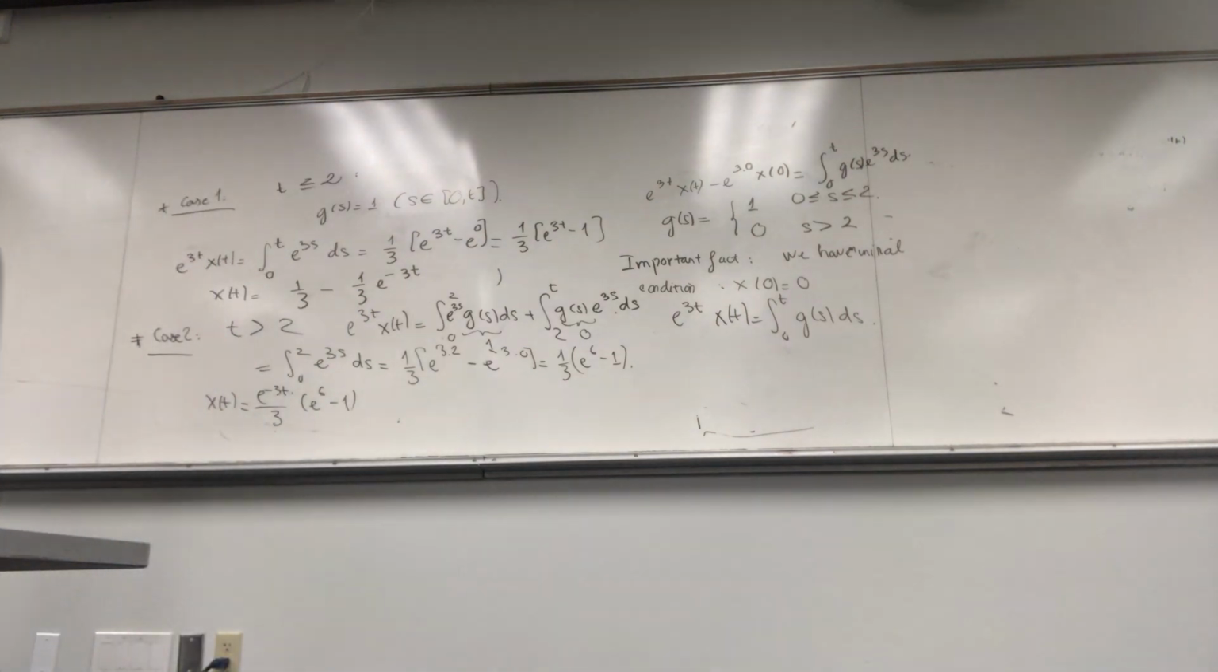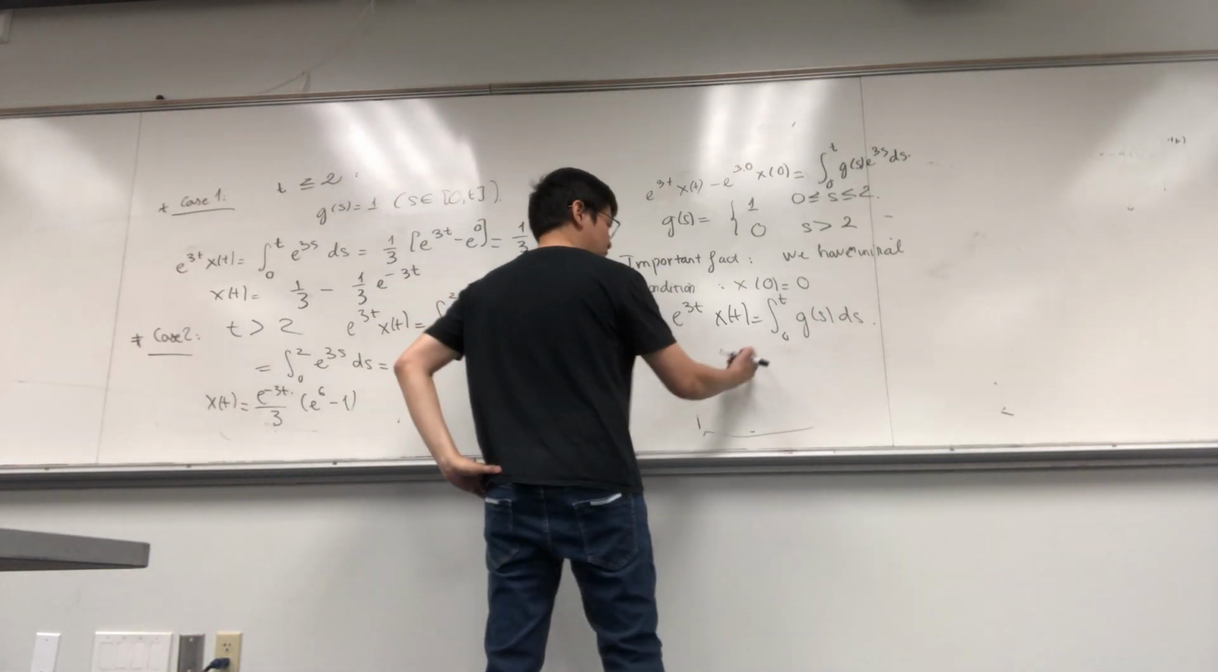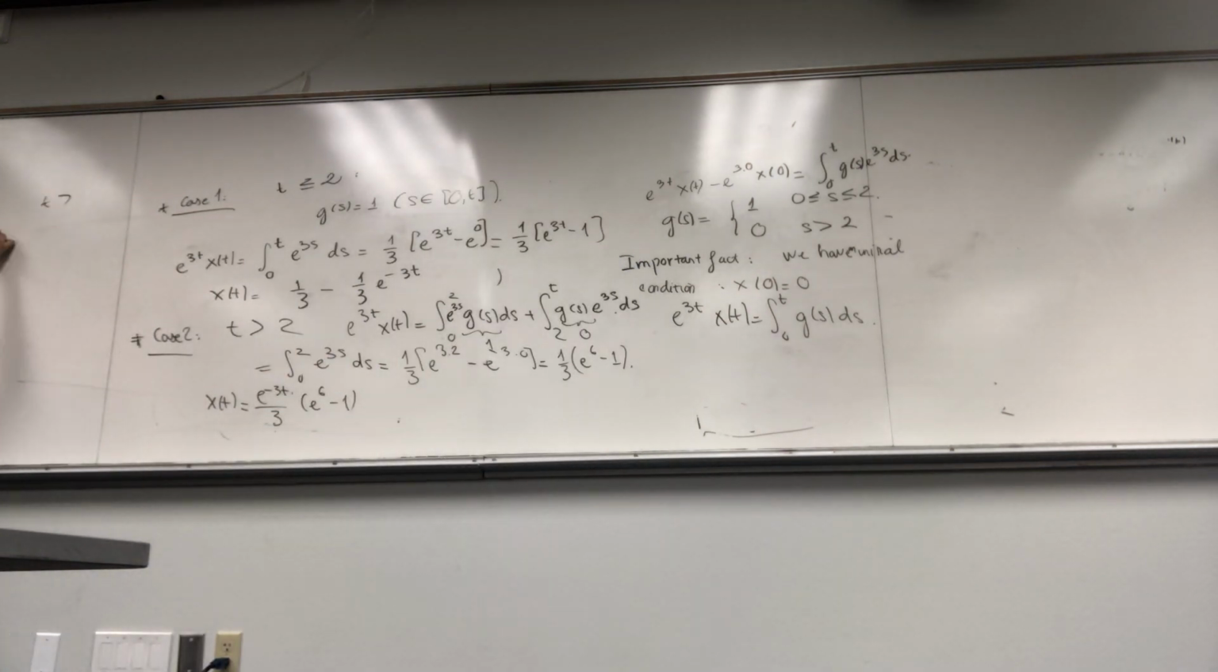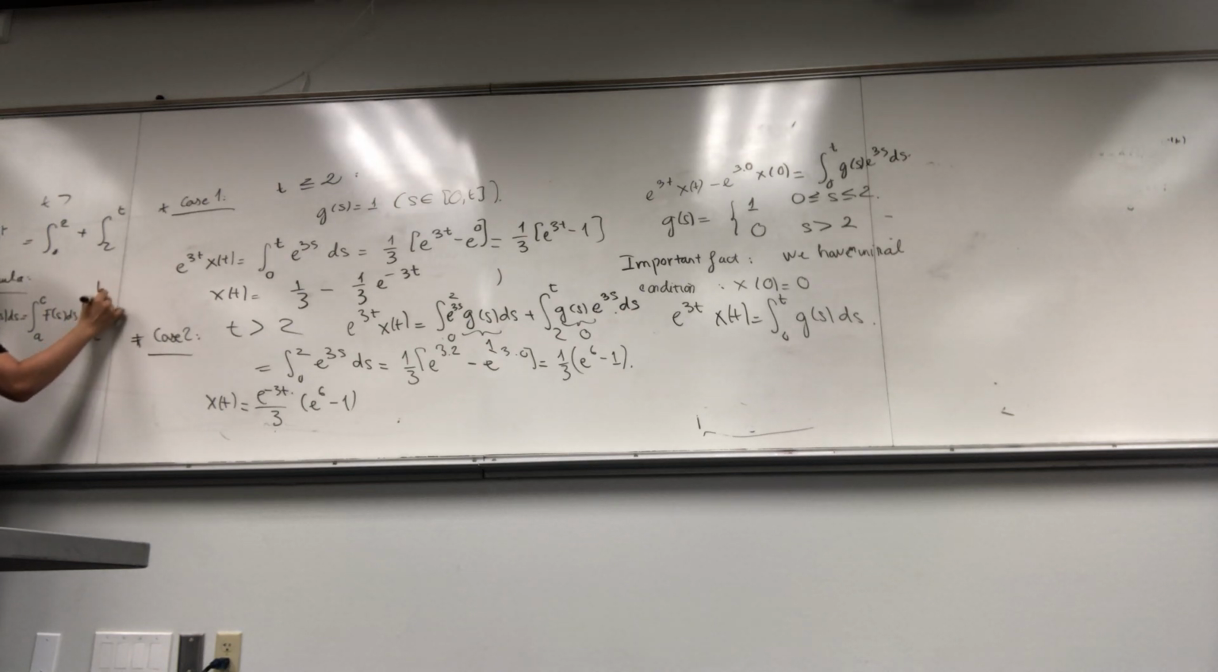We're saying t is greater than 2, why do we consider the interval from 0 to 2? Yes, good question. When t is bigger than 2, the interval from 0 to t will be the interval from 0 to 2 plus the interval from 2 to t. The formula is the following. The integral from a to b of a function f(s) ds will be the integral from a to c of f(s) ds plus the integral from c to b of f(s) ds.